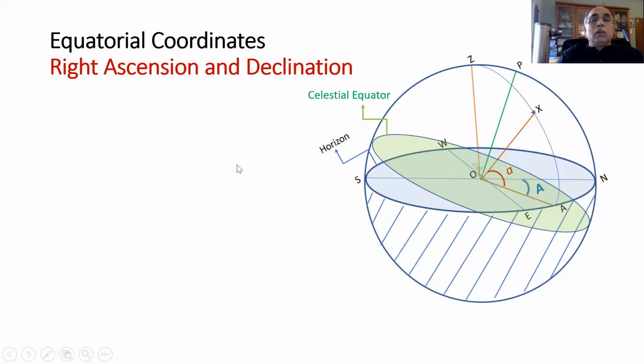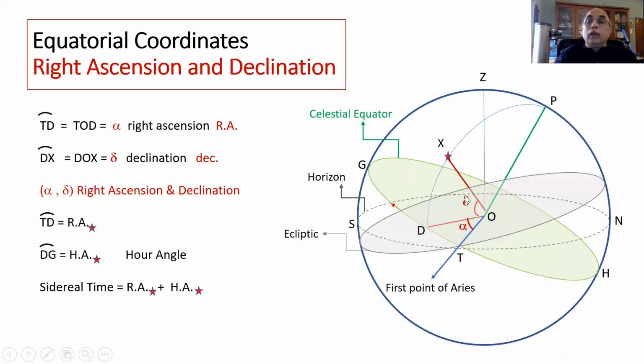So in equatorial coordinates, we use the celestial equator as the reference plane rather than the horizon, and we get right ascension and declination in the following way. Right? So we have the observer at O, the point overhead is Z, P is the point where you have the pole star, the Polaris.